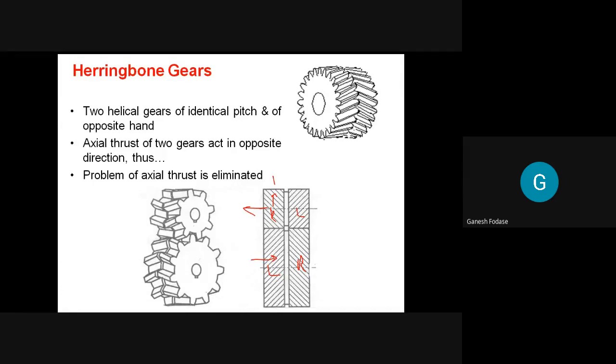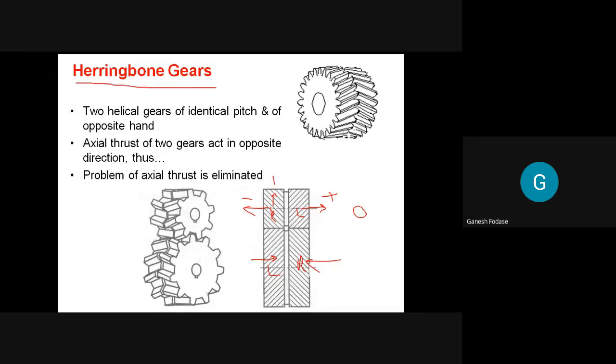As it is a compound wheel, this will rotate in the same direction. So the axial thrust acting on this gear will be opposite of this, and on this gear will be opposite of this. So the net axial thrust here, let's say it is plus, and this will be minus of the same magnitude. Hence the net axial thrust acting on this gear pair is 0. So this is the advantage of a herringbone gear.